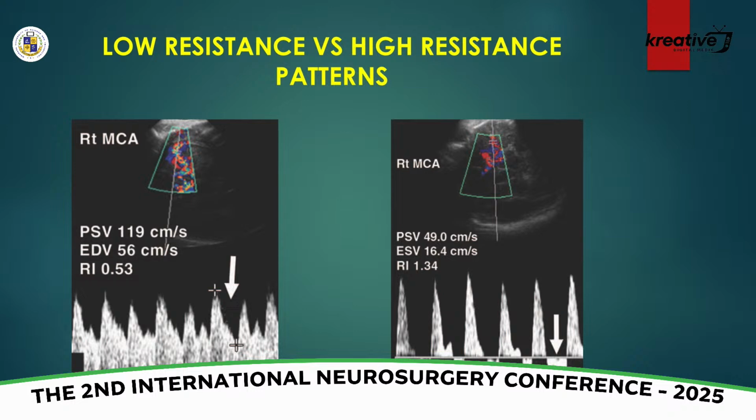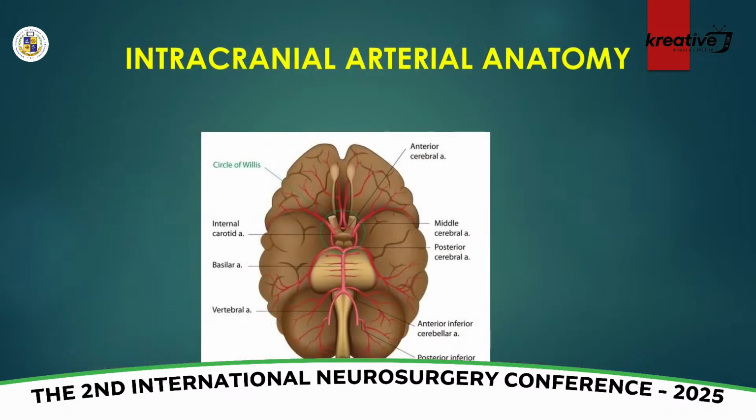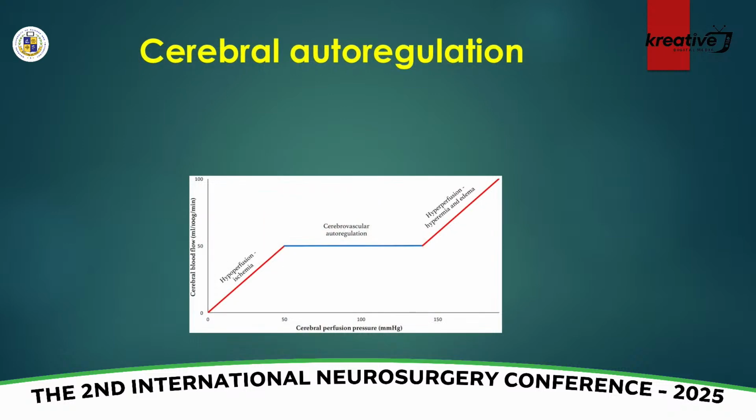the ACAs, the PCAs, and the vertebral arteries. Sometimes we can access the terminal portions of the vertebral arteries as well. And all of that comes to the fact that when we use TCDs, we're trying to determine if there is adequate blood flow through the blood vessels. And for that, just a brief reminder of cerebral autoregulation.